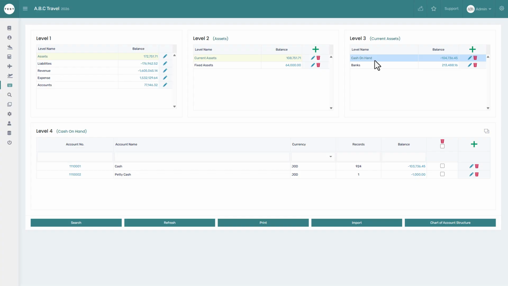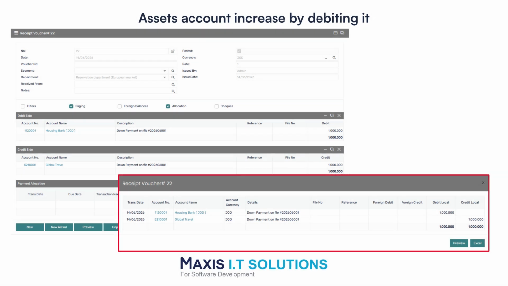Assets normally have a debit nature. This means that when an asset account is used on the debit side, its balance increases. For example, if we create a receipt voucher for $1,000 and select the bank account on the debit side, the bank balance increases by $1,000.